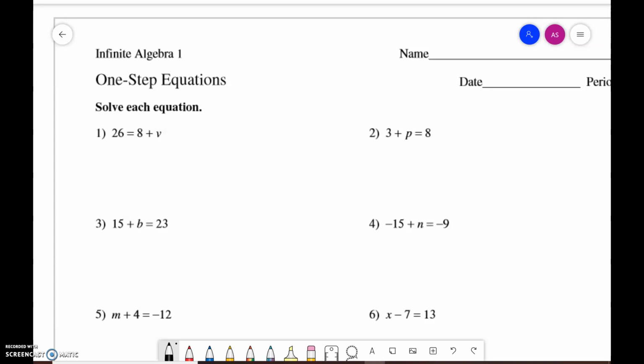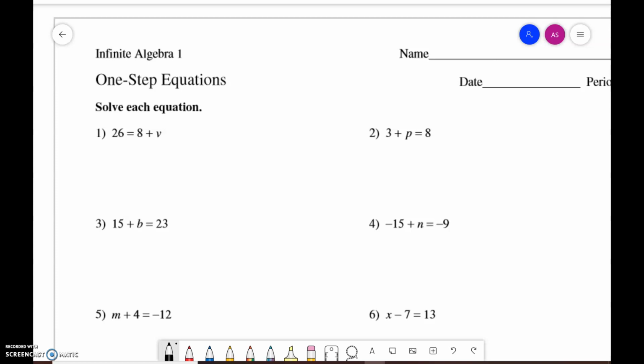All right, hi guys. We're going to talk about solving one-step equations. This is a topic that you did in middle school. However, we're going to just review to make sure that you guys understand, because this week we're going to be doing some more complex equations, okay?